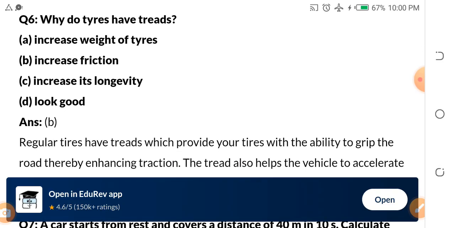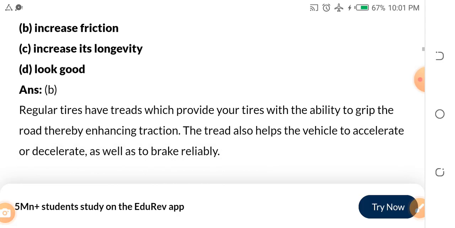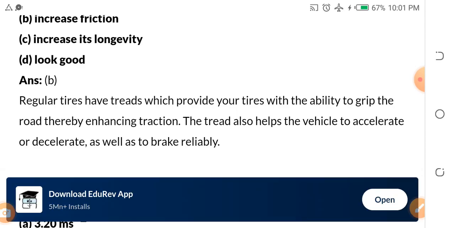A, increase weight of tires. B, increase friction. C, increase its longevity. D, look good. We have treads in tires to increase friction. Regular tires have treads which provide your tire with the ability to grip the road, thereby enhancing traction. The tread also helps the vehicle to accelerate and decelerate, as well as to brake reliably.